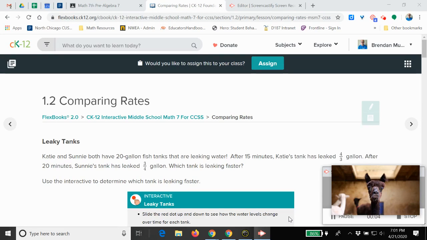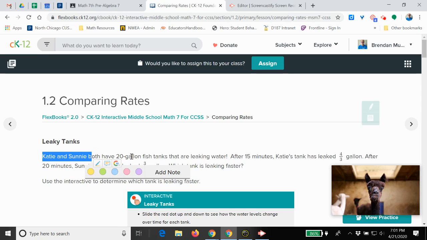All right, let's take a look at this one. Comparing rates. So we talked about unit rates. You divide everything until there's a one on the bottom. That gives you a nice unit rate. So if you want to compare rates, you really want to get a unit rate. And this is going to show you why that's important. So let's take a look at this.